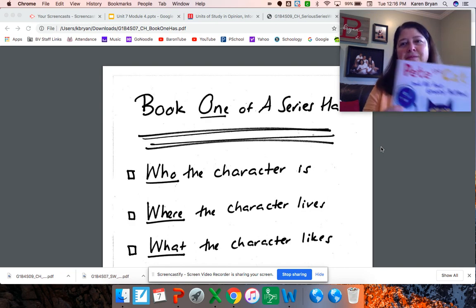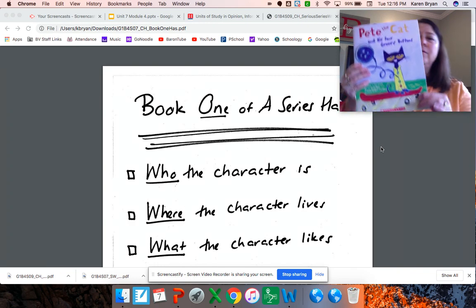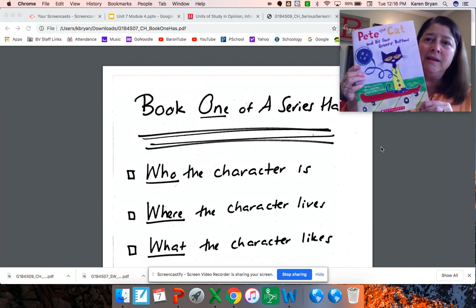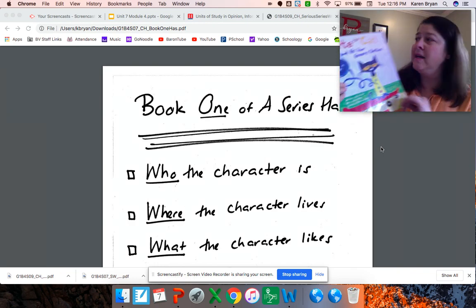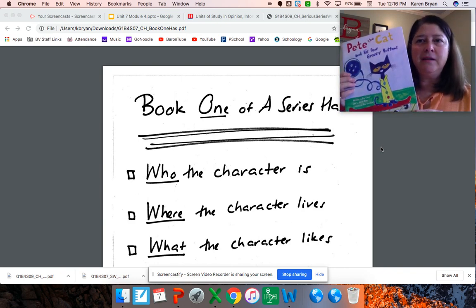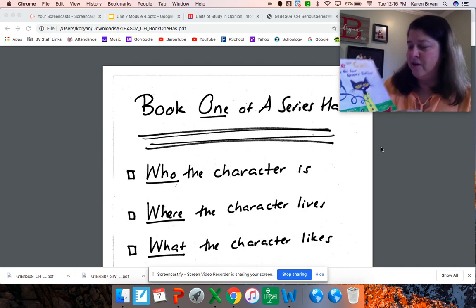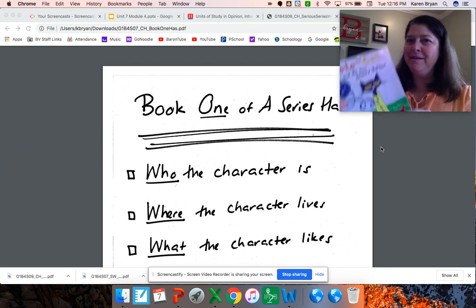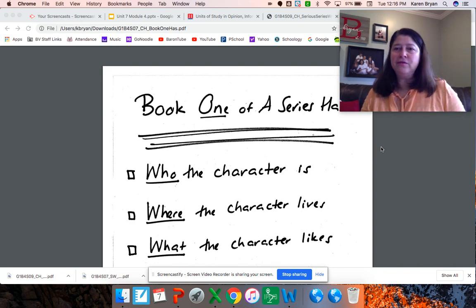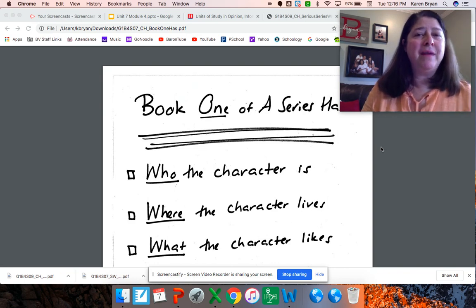And my last one that I have here, Pete the Cat. We know this isn't the only Pete the Cat story that he has written. Pete the Cat and his 4 groovy buttons. Not the only story that the author, Eric Litwin, chose to write about Pete the Cat. He loved his character so much that he decided he was going to use him in so many other stories.